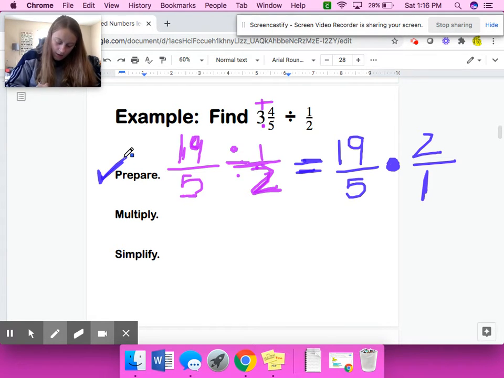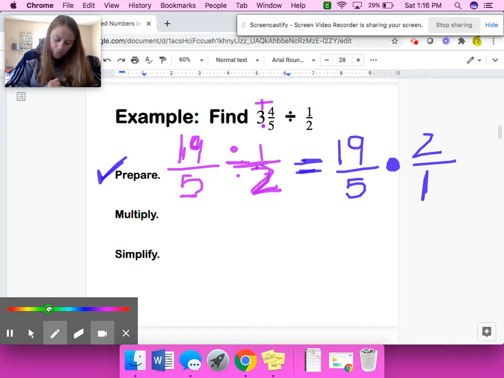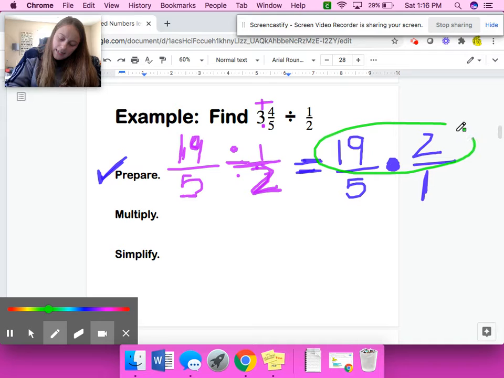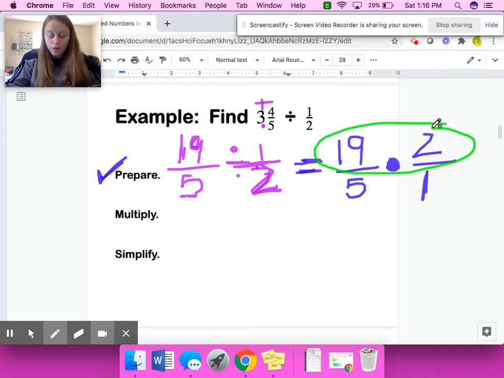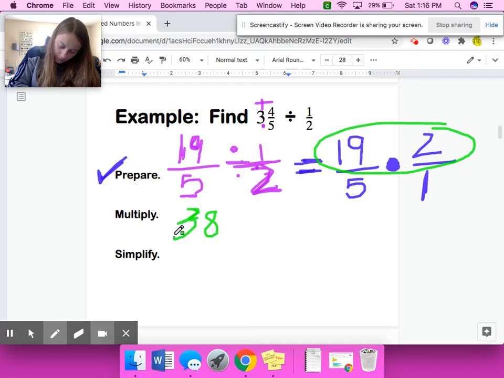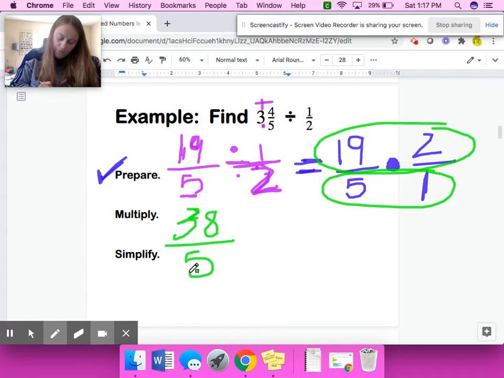We can move on to multiplying them. So to multiply, remember we multiply our tops. 19 times 2, which is going to give us 38. And then 5 times 1, which is going to give us 5. Check. We're done with multiplying. Now it's our time to simplify.